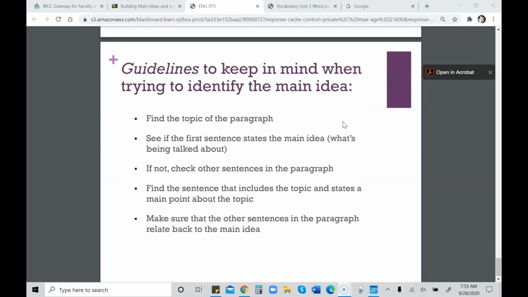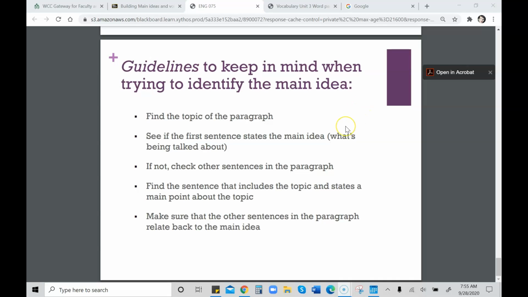So as you start to look at other writing, you want to make certain how you are going to identify this. You want to try to find the topic within a paragraph or within multiple paragraphs. Look at the first sentence. Is that where it's going to be? And then if you can't find it there, then you can check some of the other sentences. And again, once you find that sentence that includes the topic and states the main idea about it, you can make sure that all the other sentences in the paragraph relate back to that. And this is where we get into the issue of annotation, so highlighting and connecting these pieces back into that main idea.